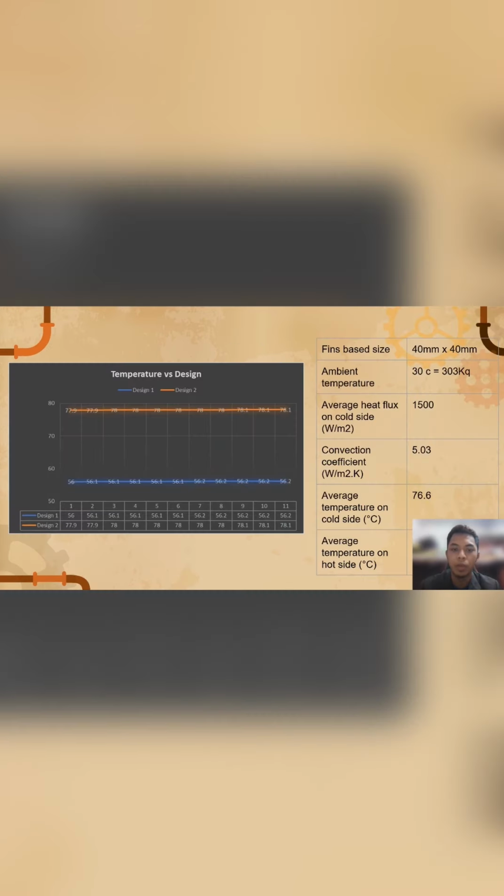As you can see here, this is our analysis for the two types of fin that we have designed. For design 1, the lowest temperature we get is 56 Celsius, and the highest temperature is 56.2. And for the pin type design 2, the lowest temperature is 77.9 and the highest temperature is 78.1. From our analysis, we can see that design 1 has a lower temperature than design 2, which means it can dissipate more heat. As you can see on the right, this is the data that we put in to run this simulation.